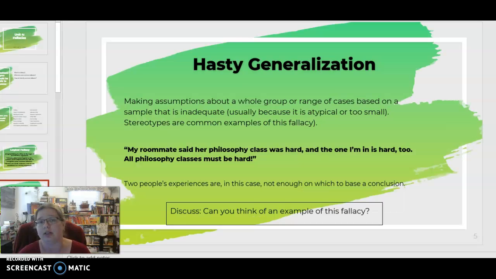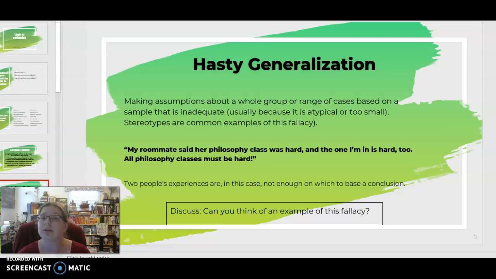Hasty generalization is a fallacy where we essentially are making assumptions about a group or a range of cases based on just a very small sample size. And why is that a fallacy? Because it doesn't necessarily indicate that whatever conclusion is drawn will apply to everyone, even if it may apply to this small group, but that doesn't mean that it applies to everyone.